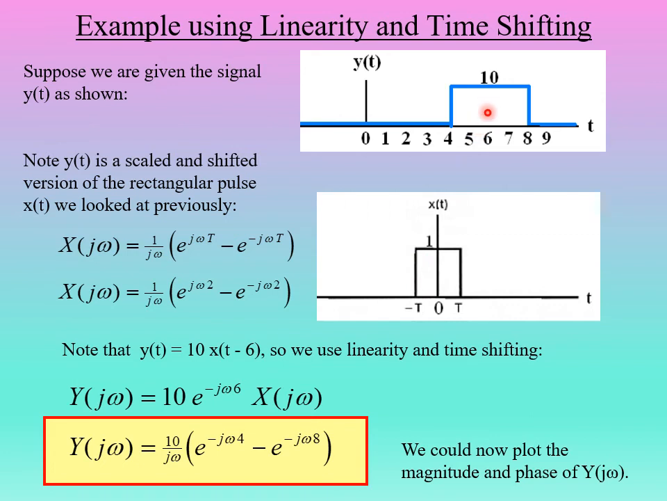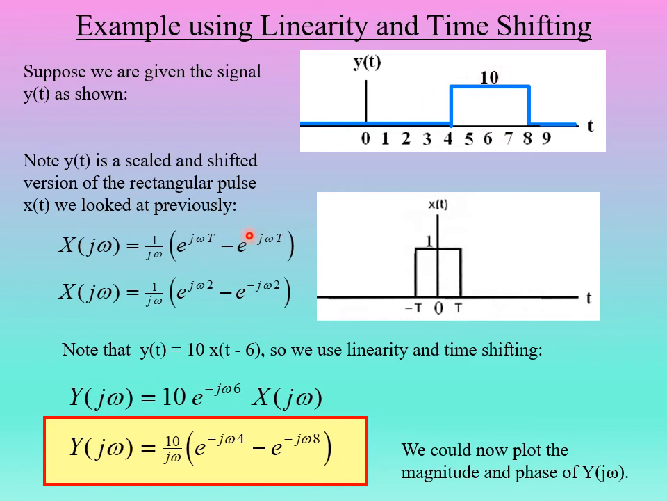All right, if we compare these two here, we notice there's two things different. First of all, this one has a value of 1, and this one has a value of 10. So obviously, we just have a factor of 10. But more importantly, this one up here has been delayed by 6 seconds from this one. This one's centered at 0. This one here is centered at 6 seconds. So we're going to have to implement a time delay into our result, as well as a factor of 10.